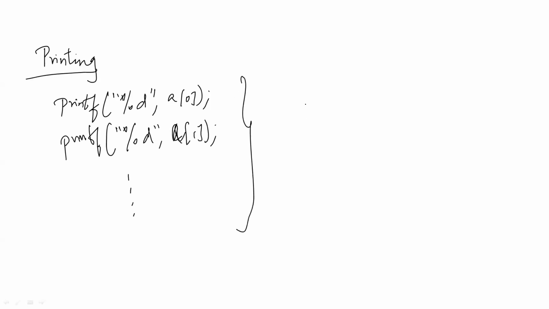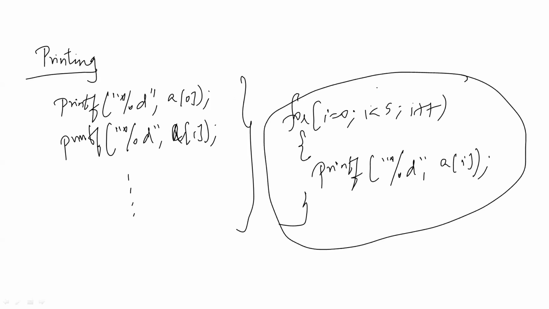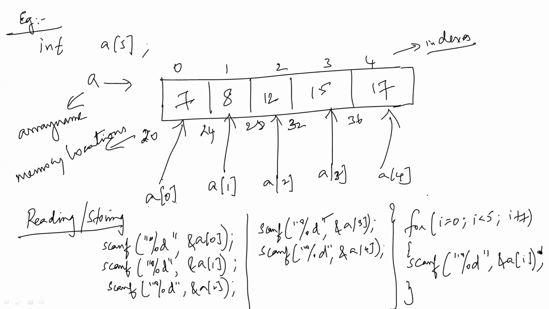So instead of writing like this, I can write like this: for I equal to 0, I is less than 5, I plus plus, printf("%d", A[I]). That's it, right? So this is how I'll be printing. This is how I'll be reading. If you combine both of them, it will be a simple program, right? So directly write the code and understand.